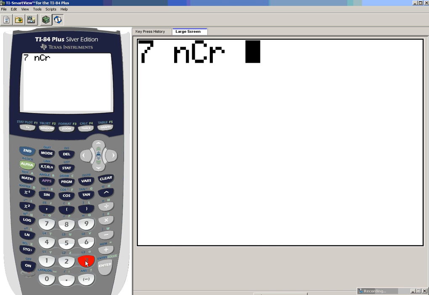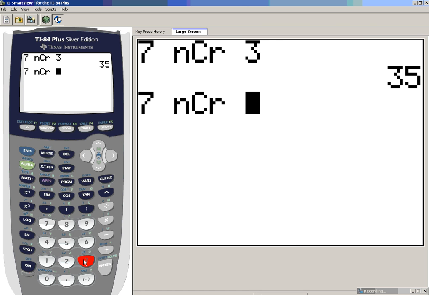7, choose 3. 35 different ways that we can pick 3 things from a group of 7. Next one, 7, choose 4. 7, math, probability, combination, 7, choose 4 is also 35.